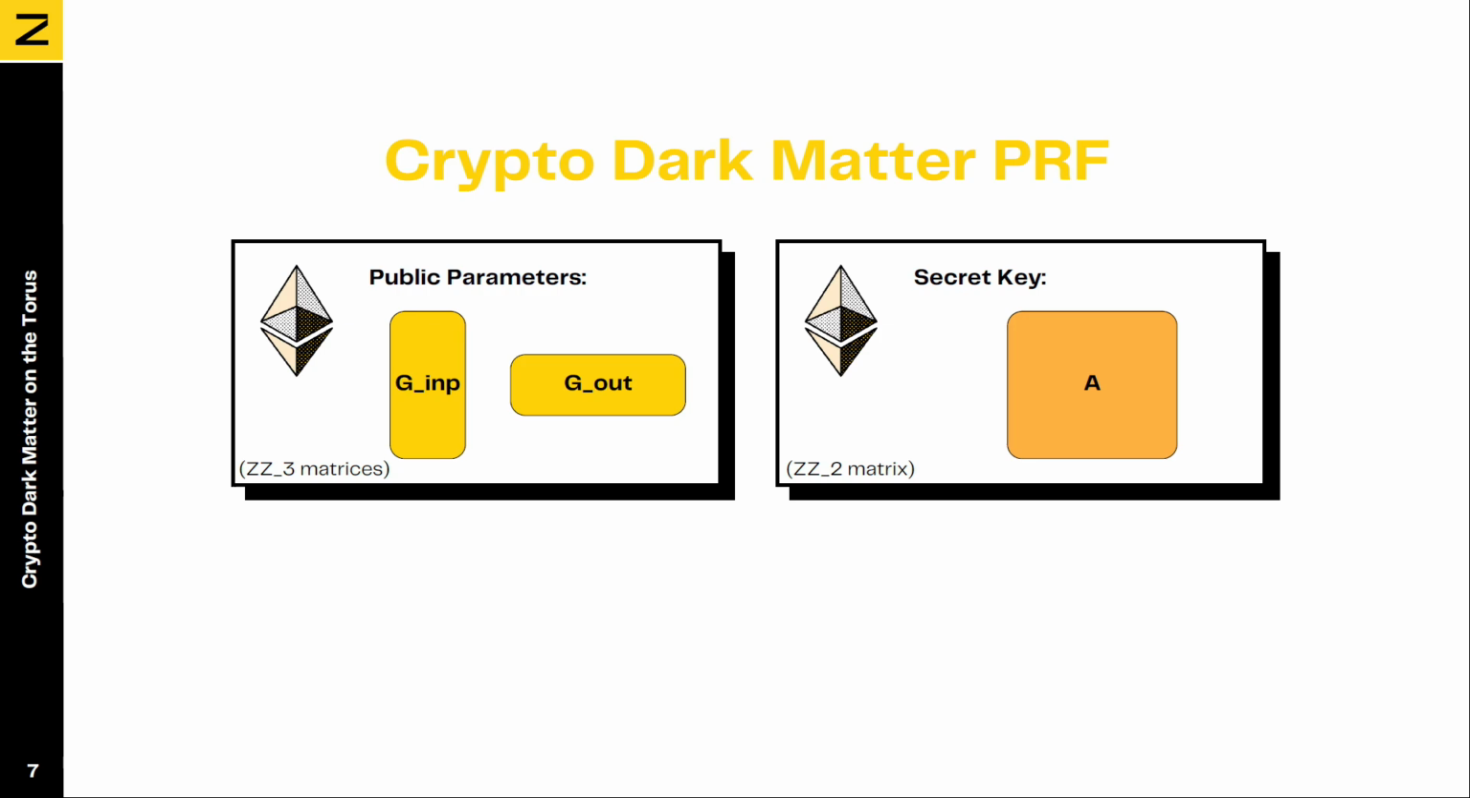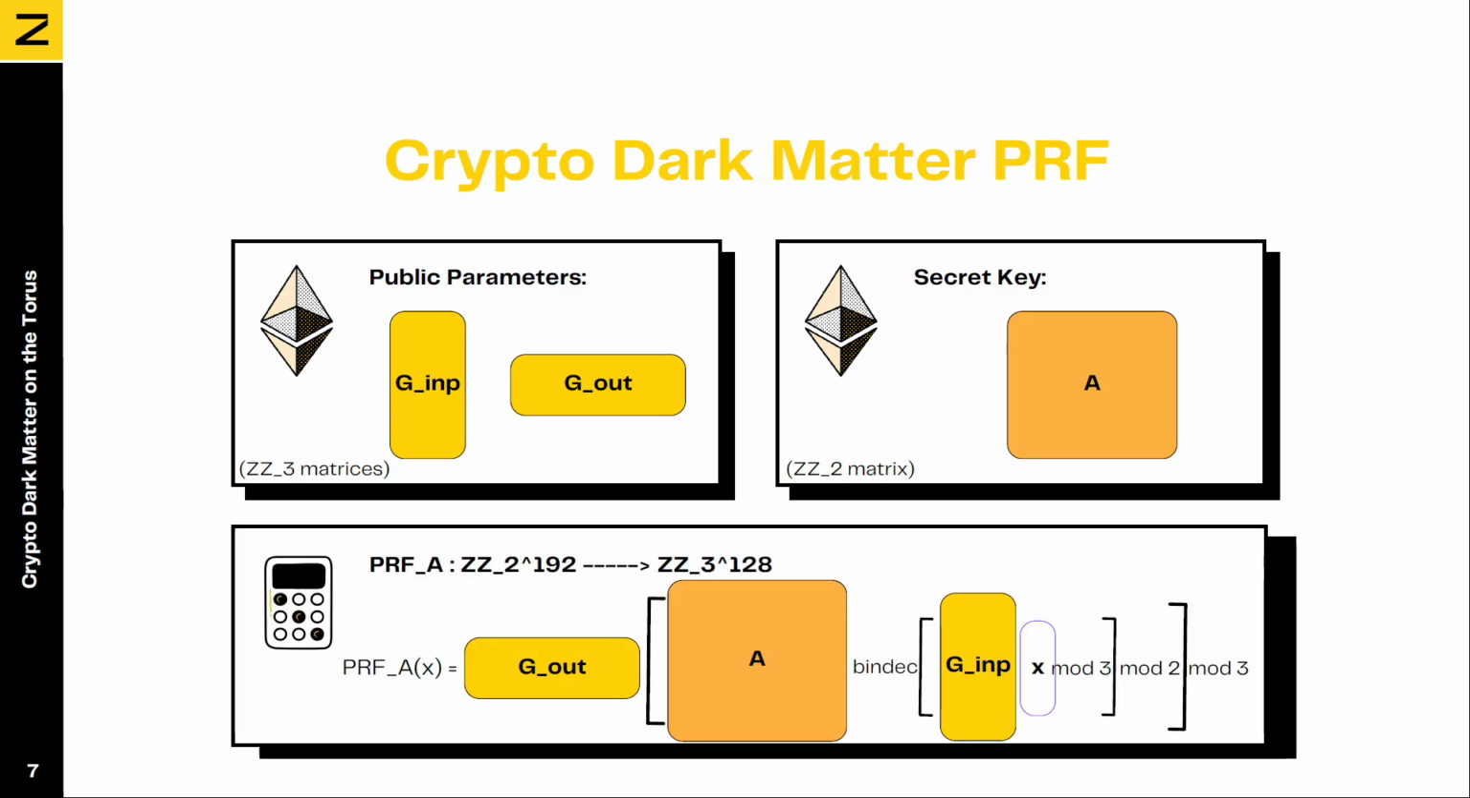Okay, so now that we've seen the general recipe, how do we pick the building blocks? First of all, I'll introduce this crypto dark matter PRF, which actually suits FHE evaluation pretty well. We'll see why in a few slides. Just to introduce the PRF itself, there are two public parameter matrices. These have entries that are integers modulo 3. And there's a binary secret key matrix.